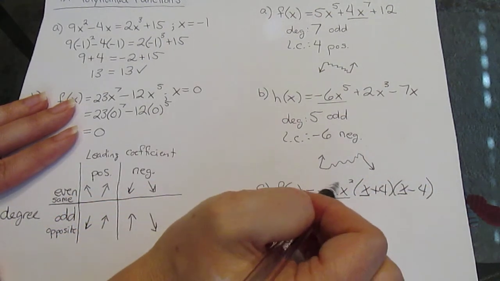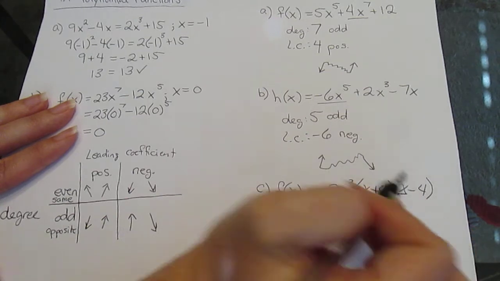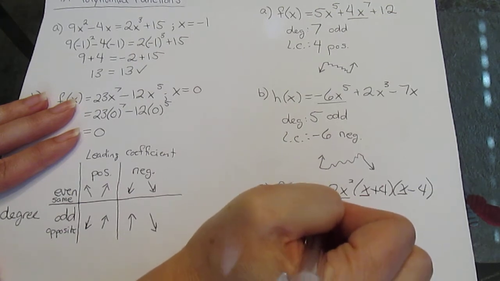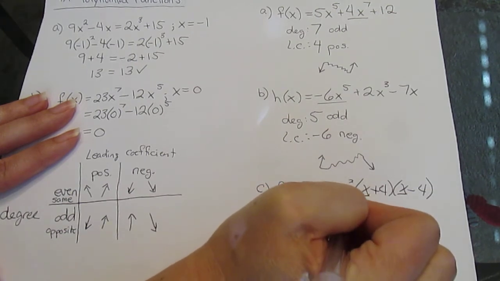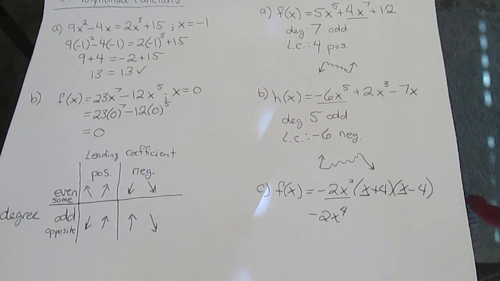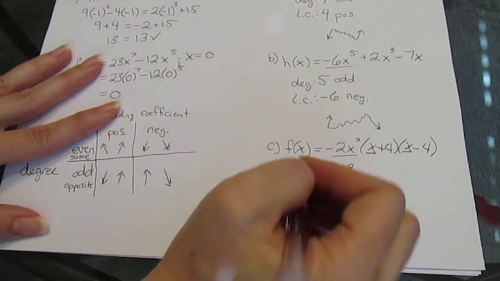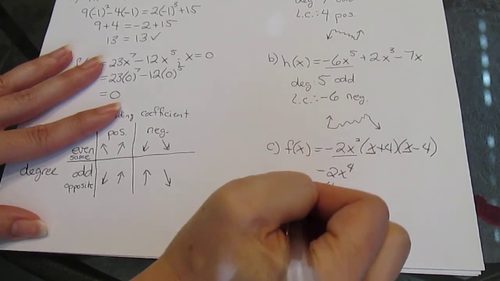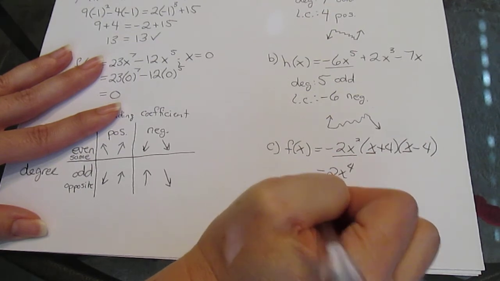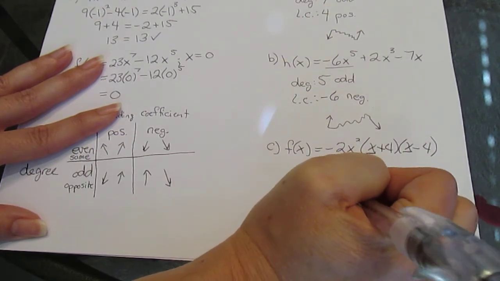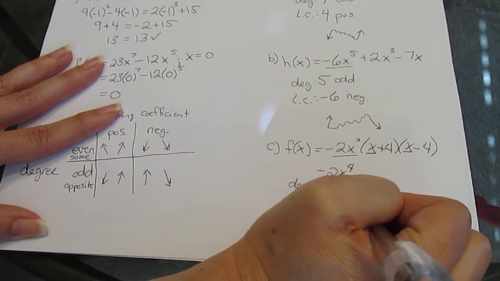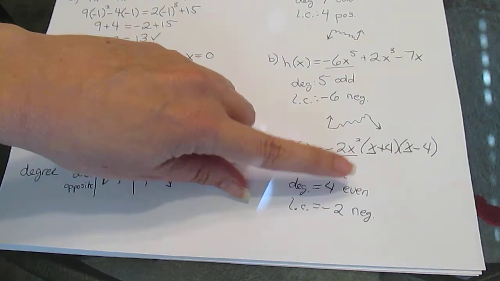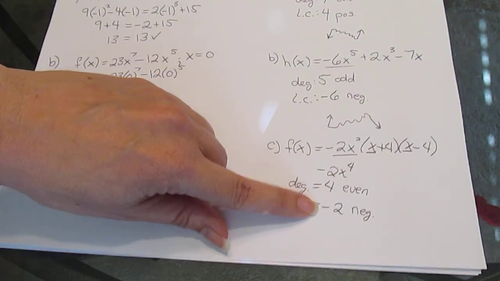So you just need to take the terms with the highest exponent from each of the factors and then multiply them together. So we'll get negative 2x to the 4th. Well, that can tell you your degree and your leading coefficient. So my degree is 4, and my leading coefficient is negative 2. So I've got an even degree and a negative leading coefficient. This tells us they're going to be the same, and it's negative, so both sides are going to go down.